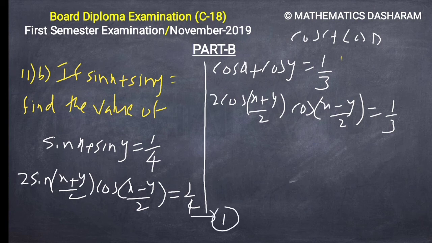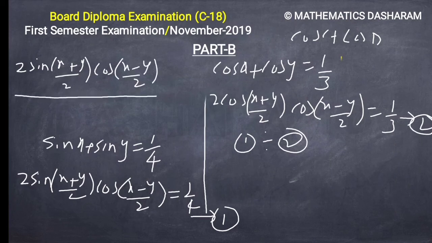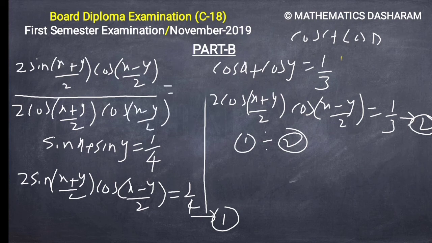Take the first as equation 1 and the second as equation 2. Now do equation 1 divided by equation 2. Equation 1 LHS is 2 sin (x plus y) by 2 into cos (x minus y) by 2, divided by equation 2 LHS, 2 cos (x plus y) by 2 into cos (x minus y) by 2. Next, equation 1 RHS, that is 1 by 4, divided by equation 2 RHS, that is 1 by 3.